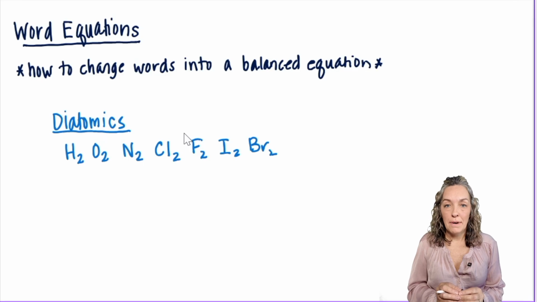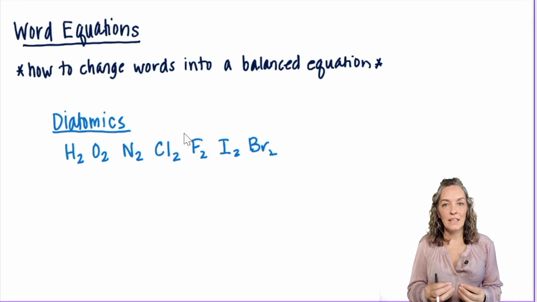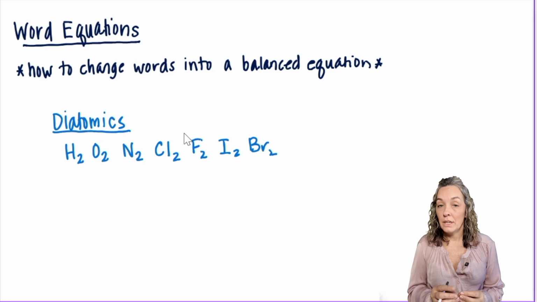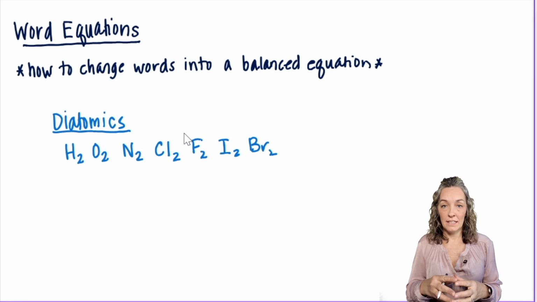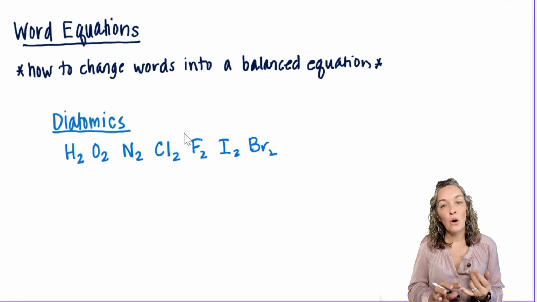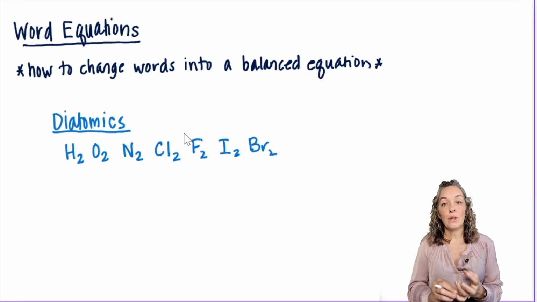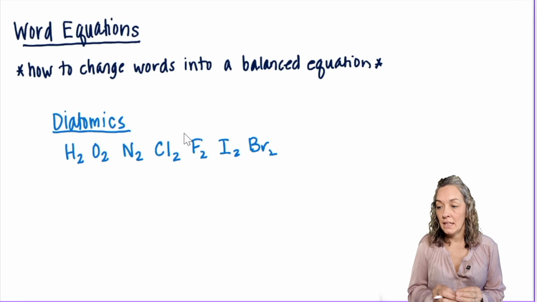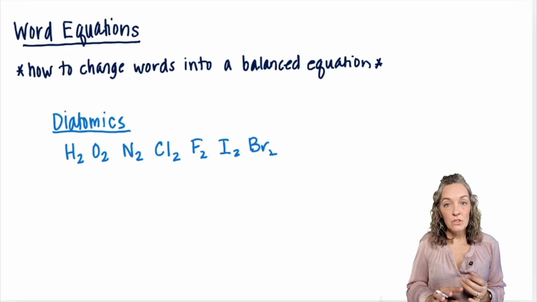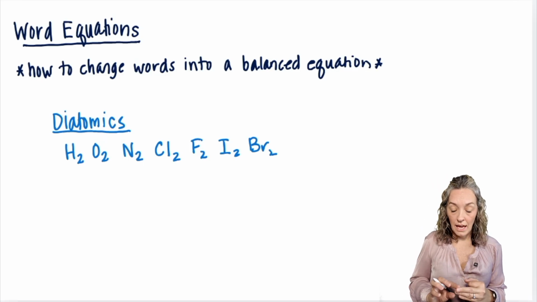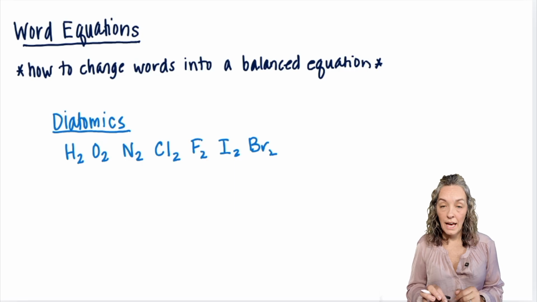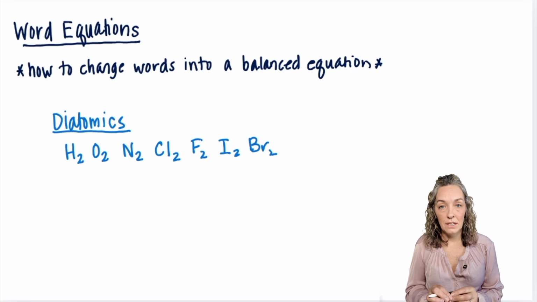A diatomic molecule is a molecule that does not stand alone. So for example, when we say oxygen, like the oxygen we breathe, that oxygen is O2. It is not just O. We don't find oxygen hanging out by itself. It always exists as O2. So there are 7 molecules that are like this: H2, O2, N2, Cl2, F2, I2, and Br2.